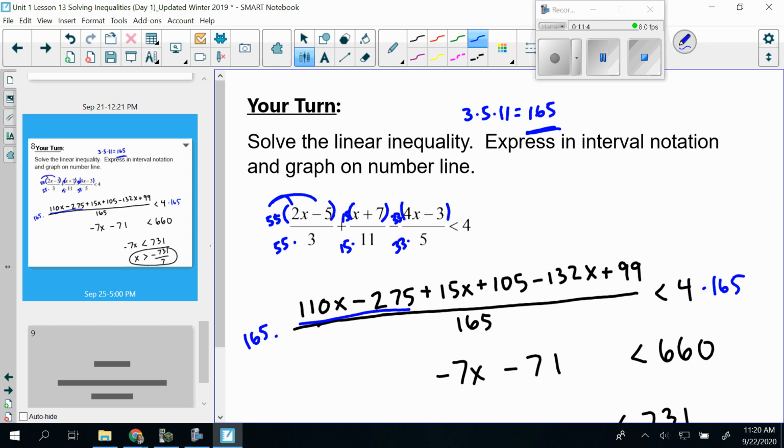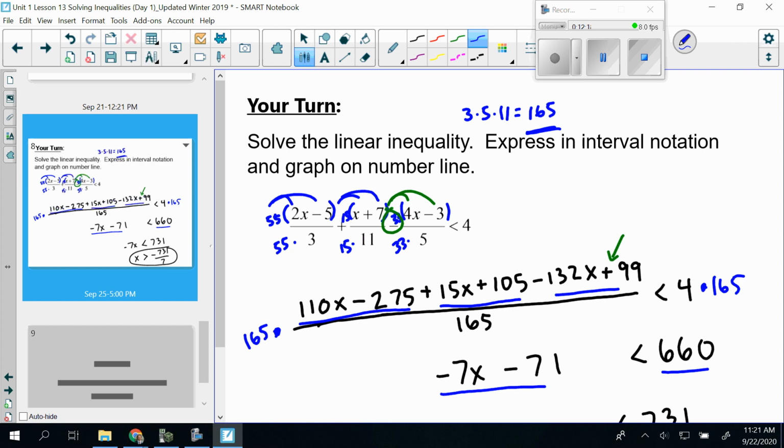The 11 needs the 3 and the 5, so you got times by 15, distribute to both. You should end up with that. The final one, 5, is going to need the 3 and 11, so times by 33. Make sure on this one it's a minus. You got to distribute that negative sign too, so make sure you had plus 99 on there. Next, we have to combine all these like terms, so you should end up with this when you do that. Also, to get rid of that 165, we want to multiply both sides by that, giving us 660.